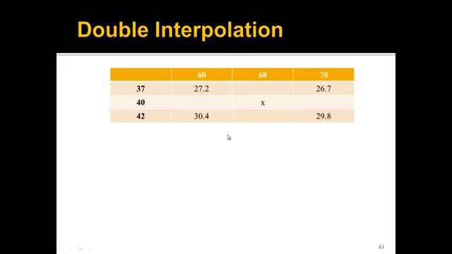With single interpolation, it was a little easier because the x, or the thing we were looking for, was surrounded by two values that we knew. Here, the x isn't surrounded by two values that we know. So what we're going to do is fill in the two values we need, this value and this value. You could have filled in the value to the left of x and to the right of x. You'll get the same answer, but we're going to do it this way.